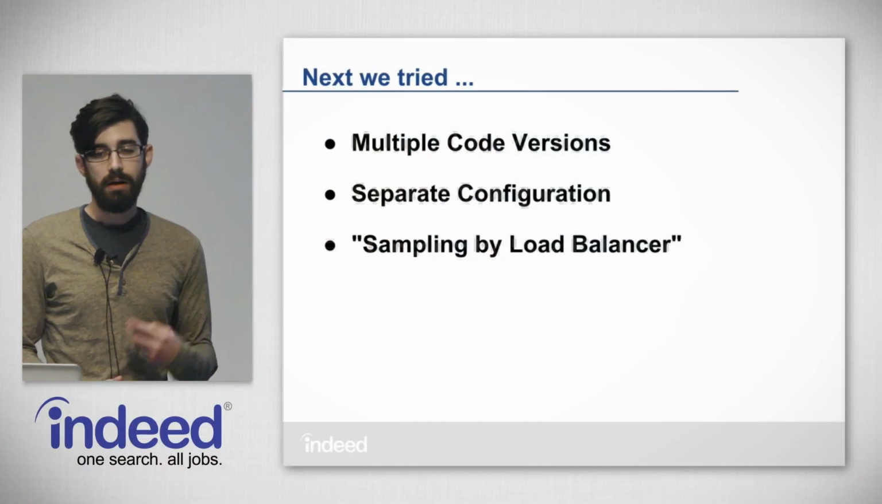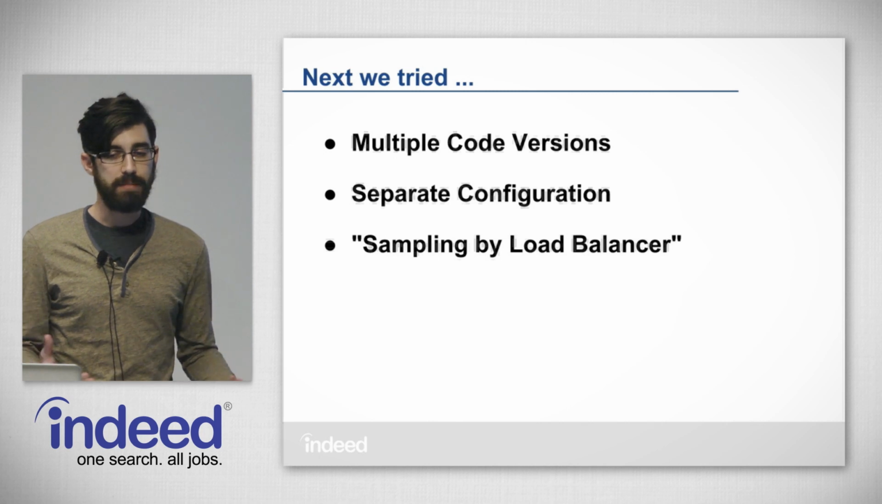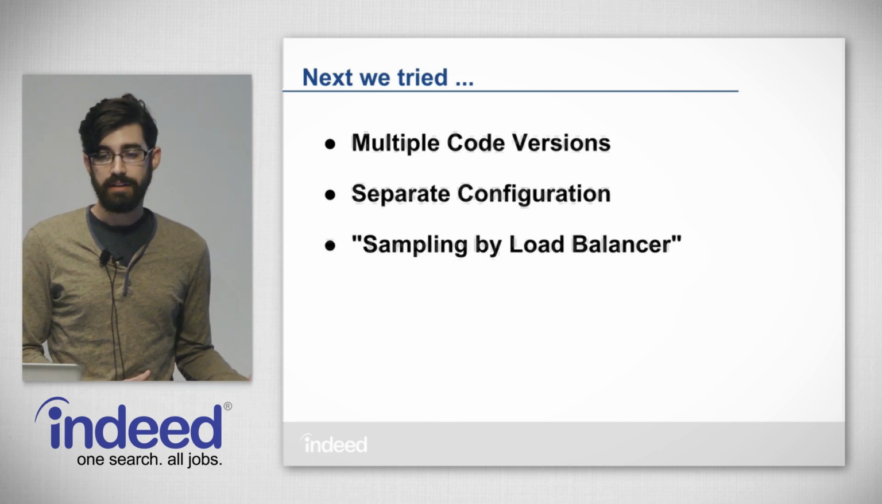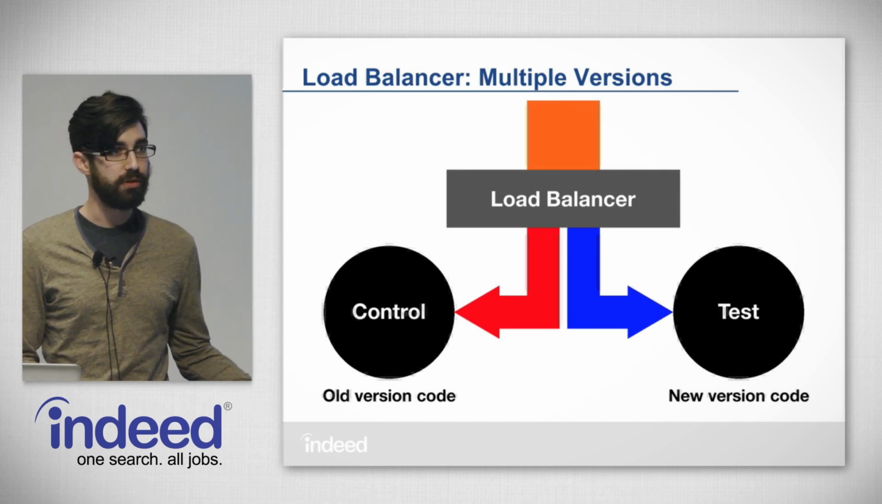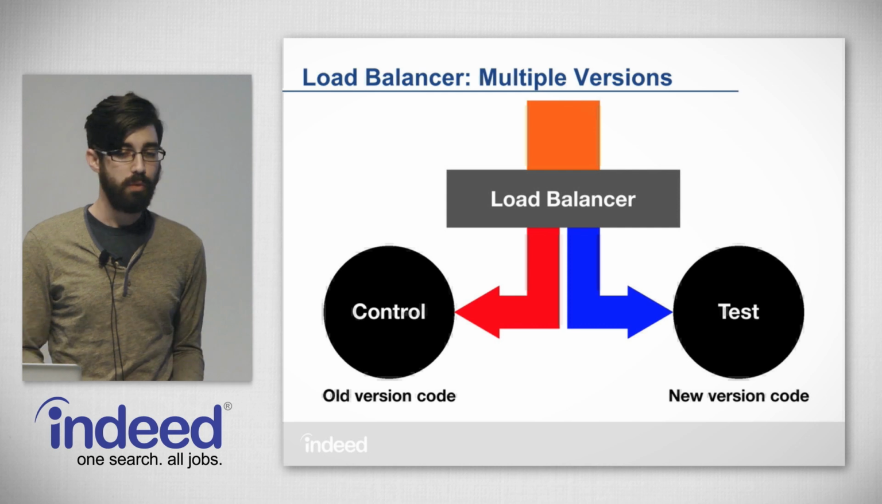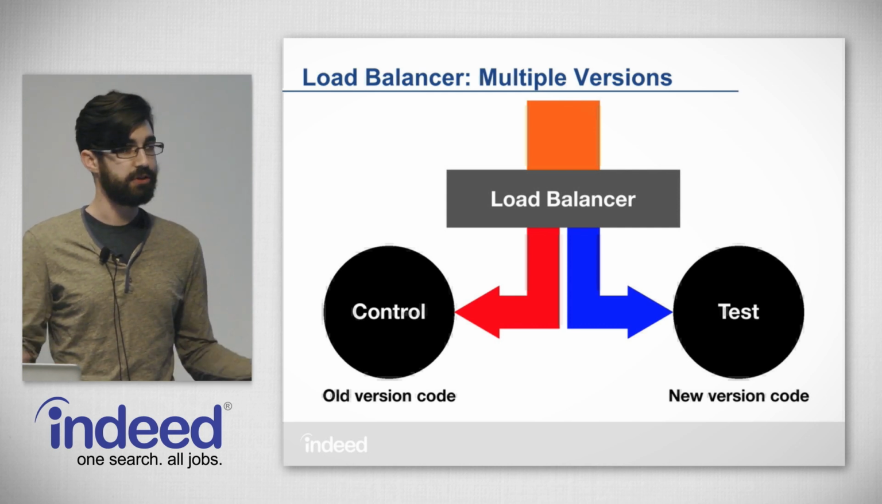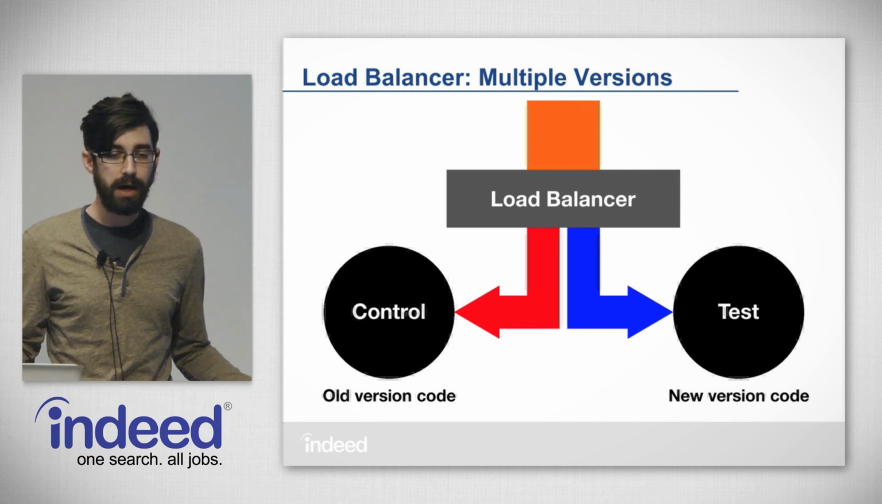First thing we tried: multiple code versions, separate configurations per server, and then doing sampling by load balancer. To give you an idea of what this looked like, we'd have one server running the old version of the code, that would be the control. We'd have another server running a new version of the code, that would be the test. And we'd have a load balancer splitting traffic between them. So this works. It's unbiased.